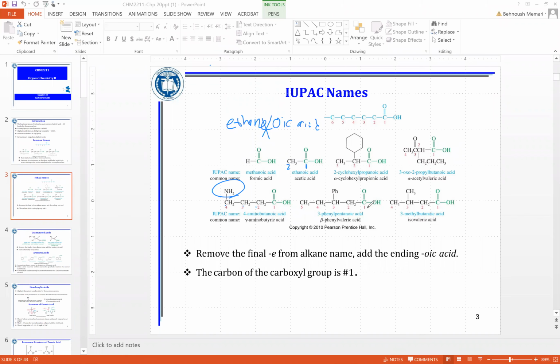For this 5 carbon acid, which is pentanoic acid, there is a phenyl group on carbon number 3, so it would be 3-phenyl pentanoic acid, or 3-methyl butanoic acid. Okay. The carboxylic acid always starts with carbon number 1.